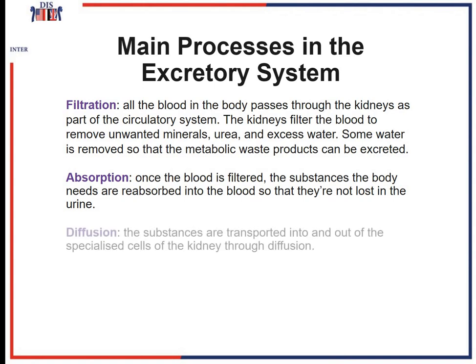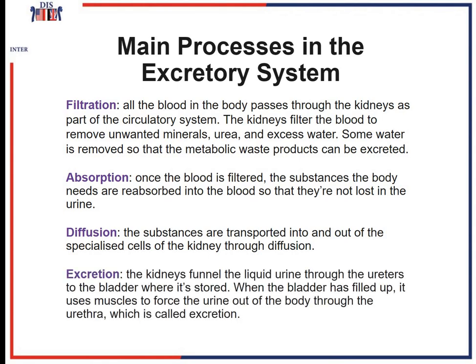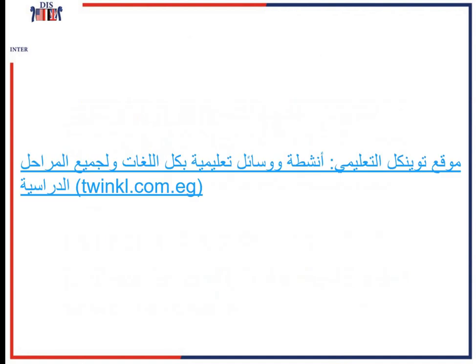This is absorption. Diffusion, when the substances are transported into and out of the cells. So in and out, this is diffusion. They are going in the nephrons, out the nephrons. They are moving through a door. This is diffusion. The last process is the excretion. When the bladder is full of urine, it will be excreted through the urethra. This is excretion.